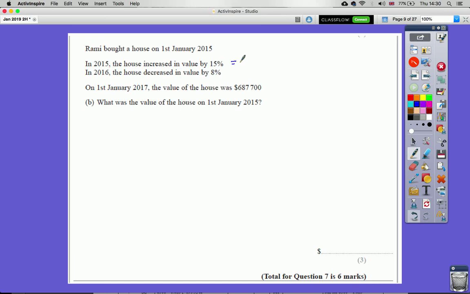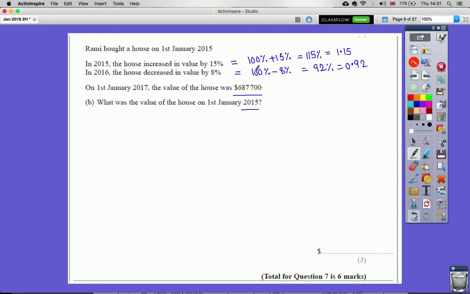So a 15% increase will give you 100% plus 15%, which is 115%, as a decimal 1.15. In 2016, the house decreased in value by 8%. So the multiplier is going to be 100% minus 8%, which is 92%, or 0.92. On January 1st, 2017, the value of the house was $687,700. What was the value of the house on 1st of January 2015?